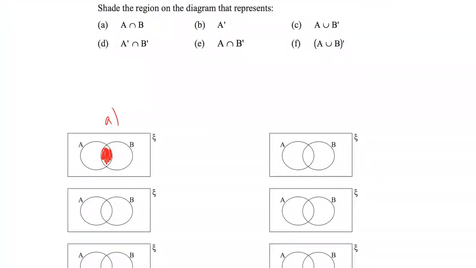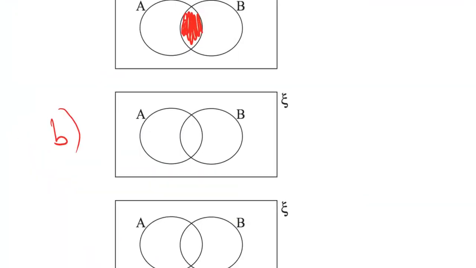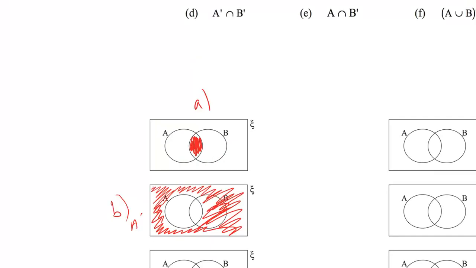Okay, for B, let's do it down here. A dash, the complement of A. Well, that means anything that is not in A. So it actually means all of this, any of this. We can almost ignore the B. We're going to shade in the entire area that isn't A. Okay, what's the next one?